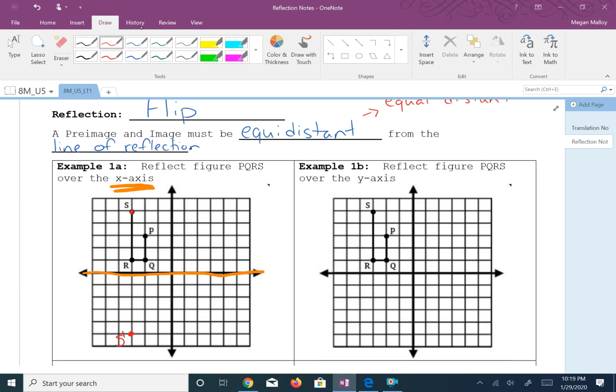I will then continue to do that for every other point. Point R is 1 unit away from the x-axis, so the image of R is going to be 1 unit below the x-axis. Pre-image Q is 1 unit above the x-axis, therefore the image of Q will be 1 unit below the x-axis. And point P is 3 units above the x-axis, so the image of P will be 3 units below the x-axis. Once I label my points using my proper tick marks, I will connect the dots and get a congruent reflection of figure PQRS.